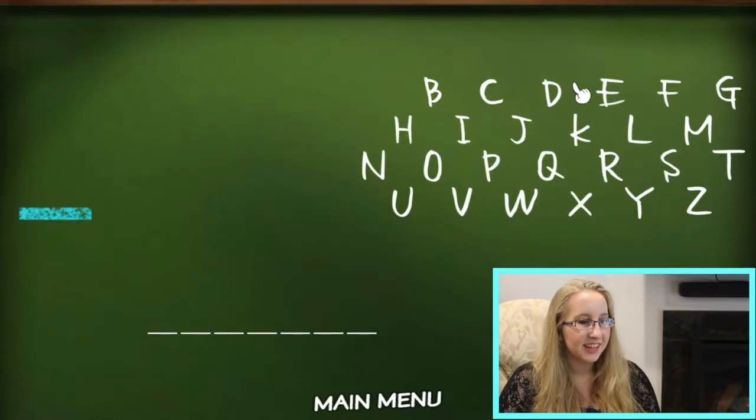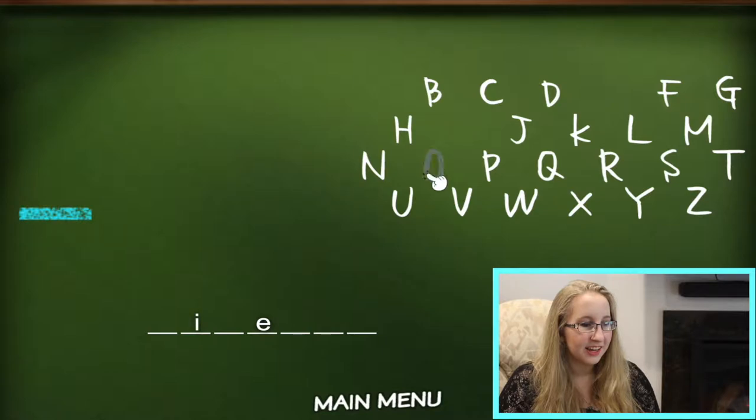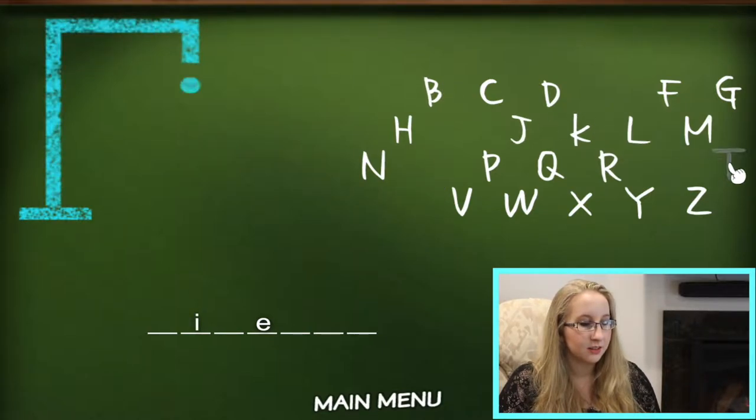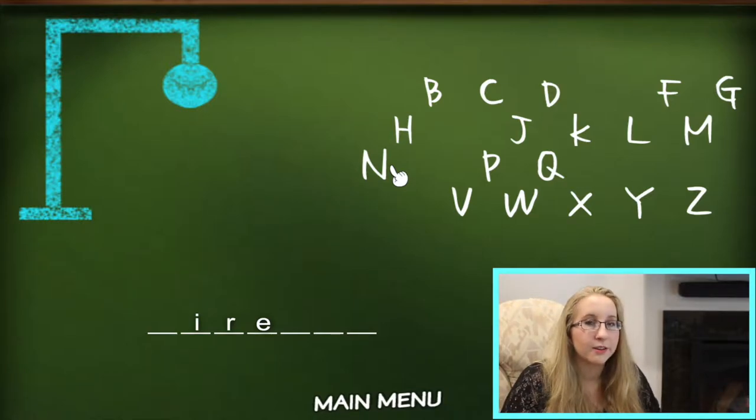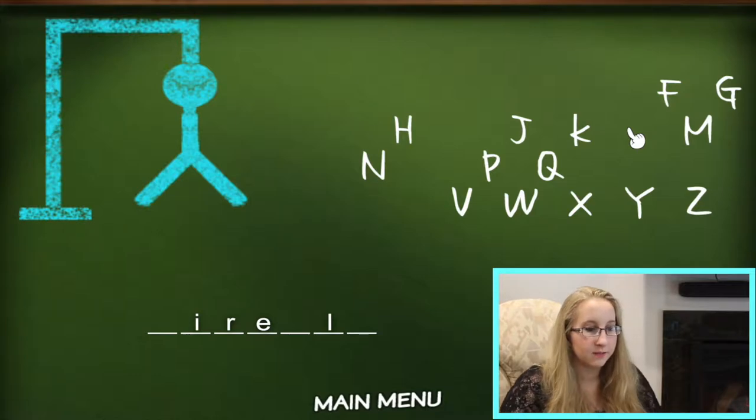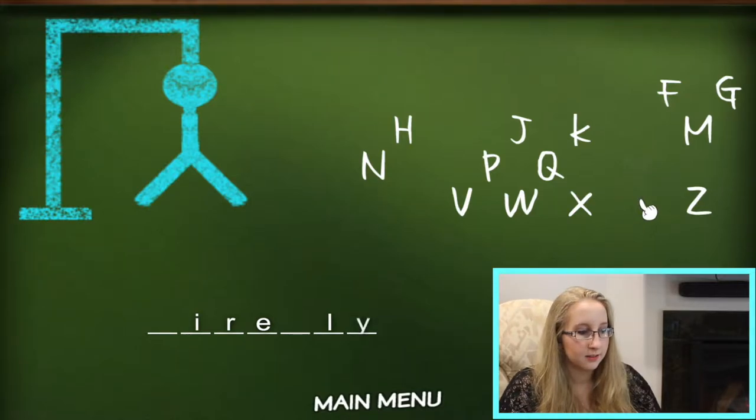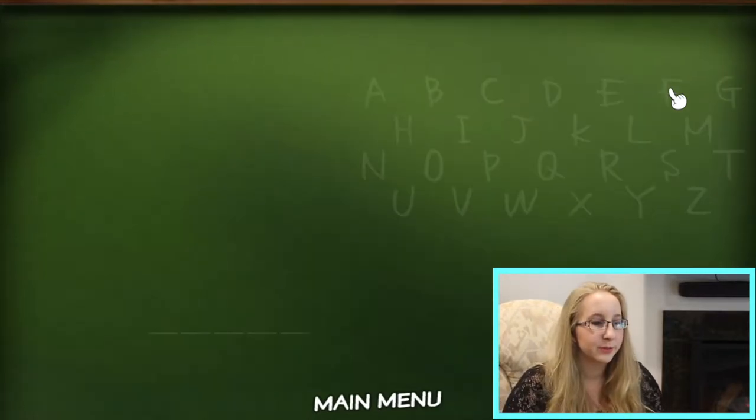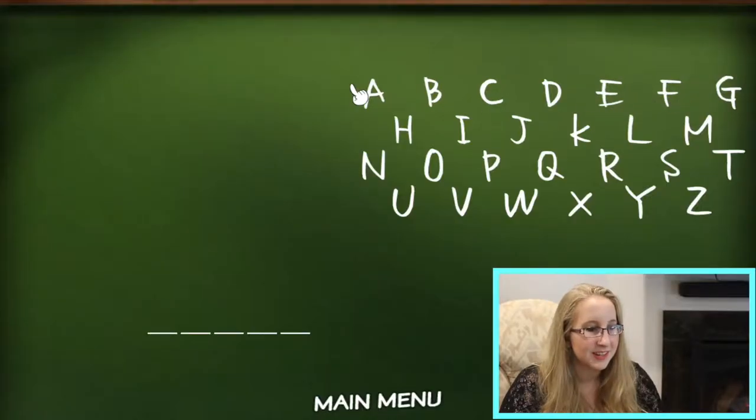Okay. A, E, I, O, U. T, R. Shire. Irony. C, B, D, L. Oh god, fly. Firefly. Yeah, it's a good show. And it's also an animal. But Firefly the show, that's where it's at.